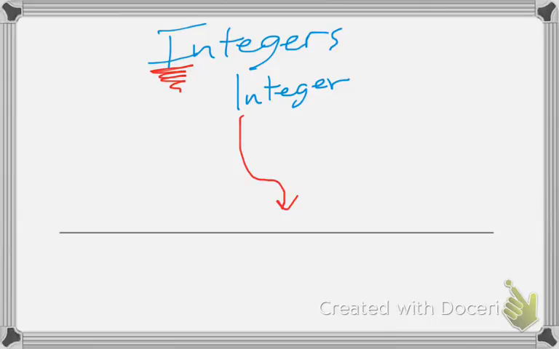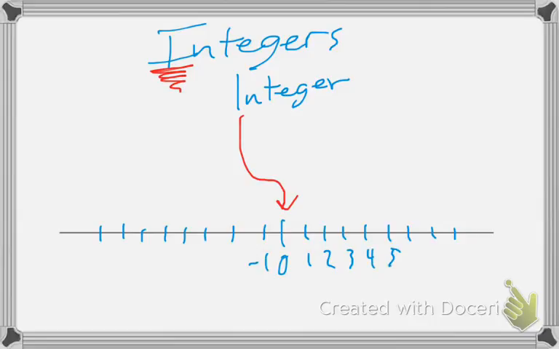Let's take a whole bunch of I's and stick them on a number line. So integers are typical values that you see on a number line. So that would be 0 and 1, 2, 3, 4. Okay, these are all integers.